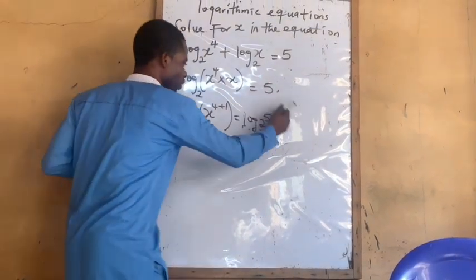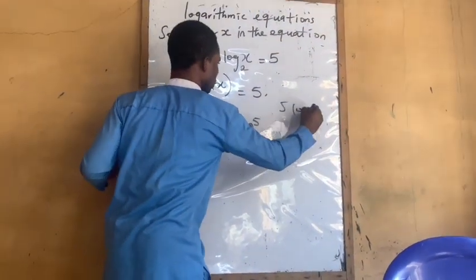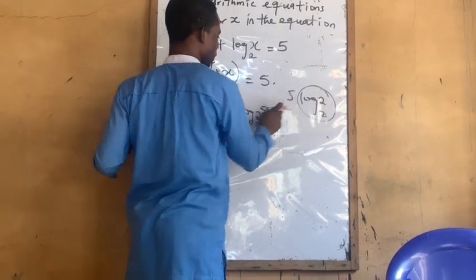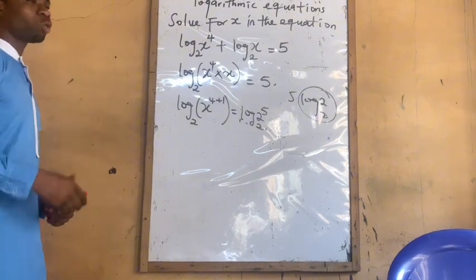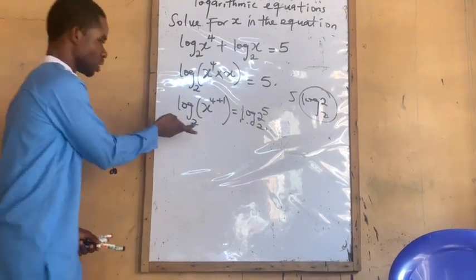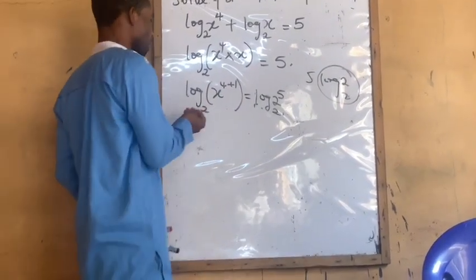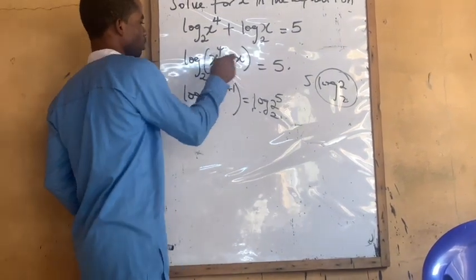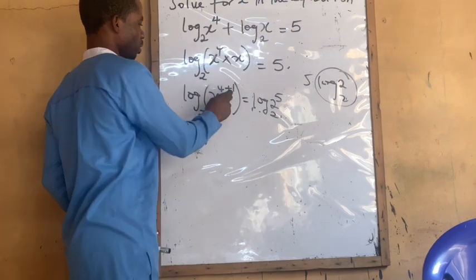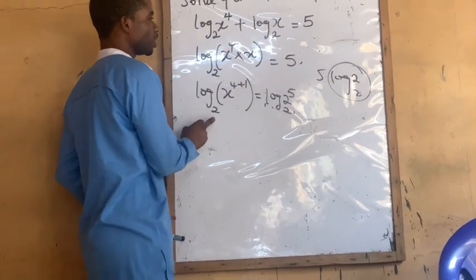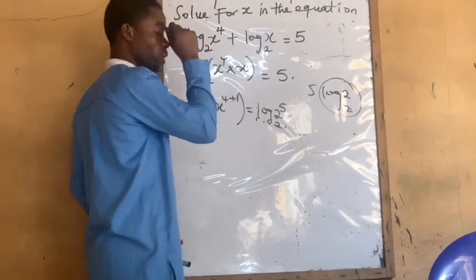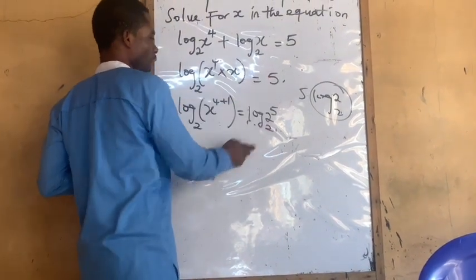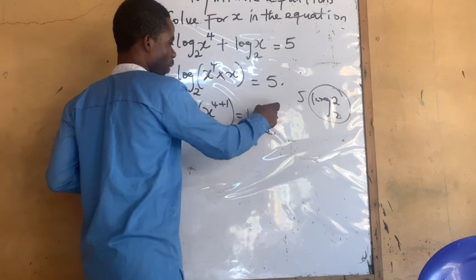Because if I bring this 5 here, 5 log 2 base 2, log 2 base 2 is 1, and 1 times 5 is 5. So what I'm saying now is that this is raised to the power 1, you pick 1, so you have 4 plus 1 and the base. You have to log the other side, and when you log the other side, it must give you the same thing as 5. That's why I use log 2 raised to the power 5 base 2.